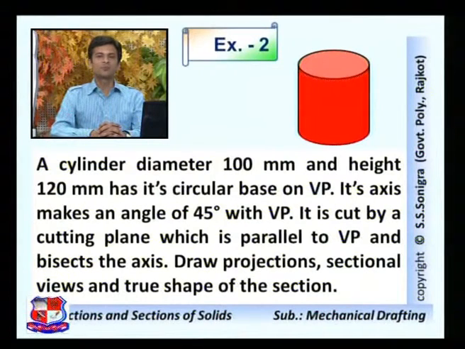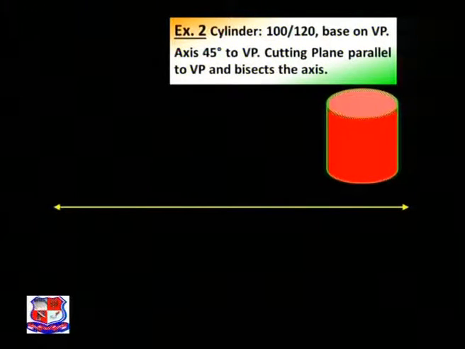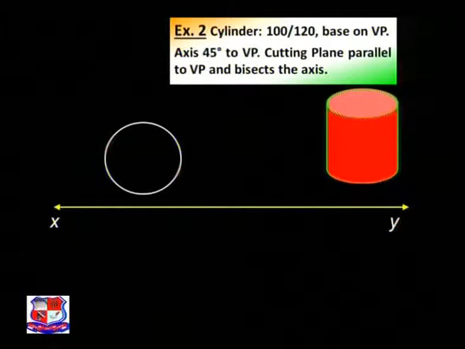First, in this problem we have to assume that this solid is resting on the vertical plane, so its front view would be a circle and its top view would be a rectangle, which is different from the previous examples. This is a cylinder. Draw an XY line which represents the intersection of both planes HP and VP, and draw a circle above the XY line of diameter 100 mm. Here the circle should be drawn above the XY line. Why? Because it is given that the cylinder base is on the vertical plane, not on HP.